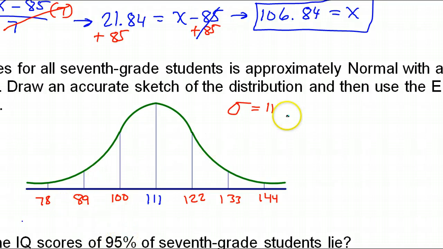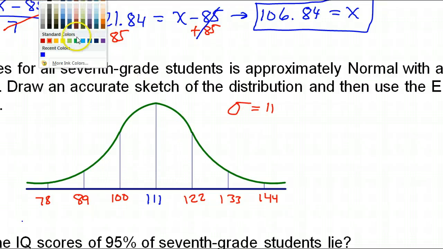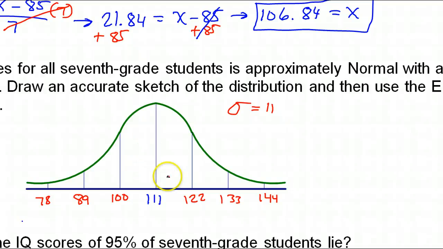Now, the empirical rule basically gives us all those percentages that we are supposed to memorize. For example, this is 34%, and then this is 13.5%.